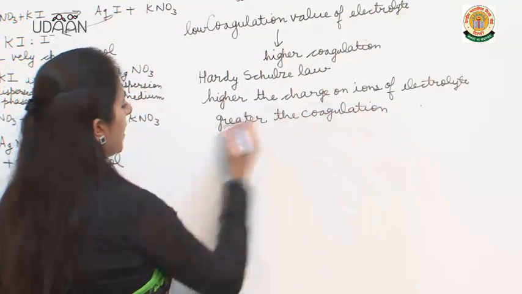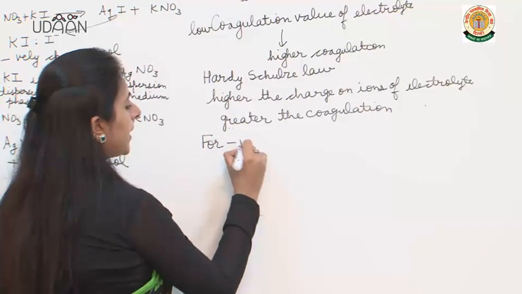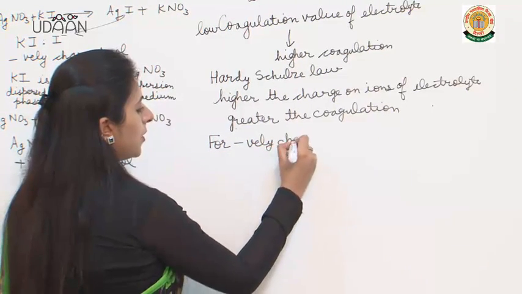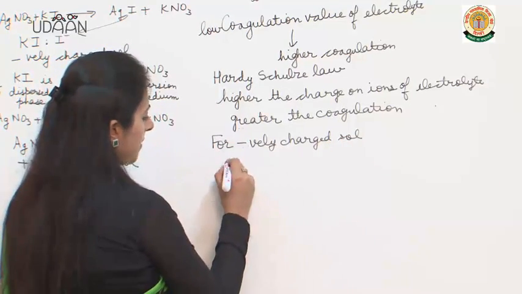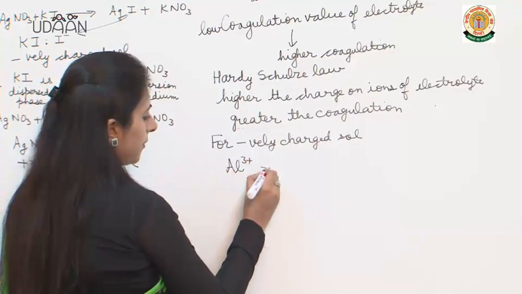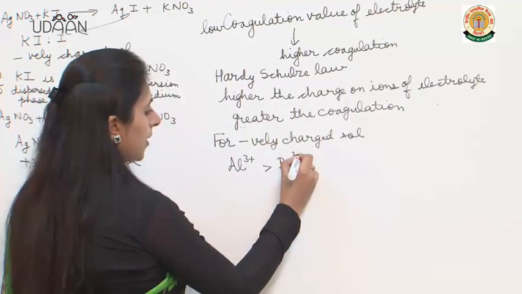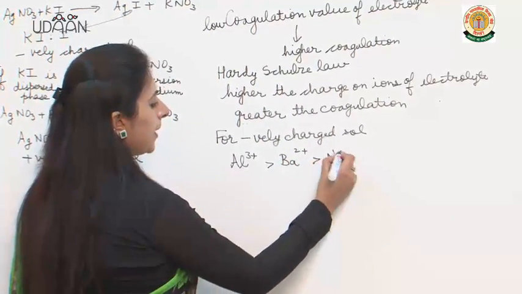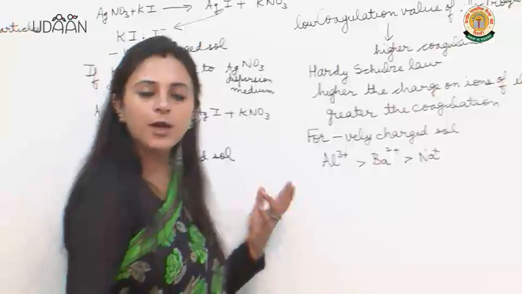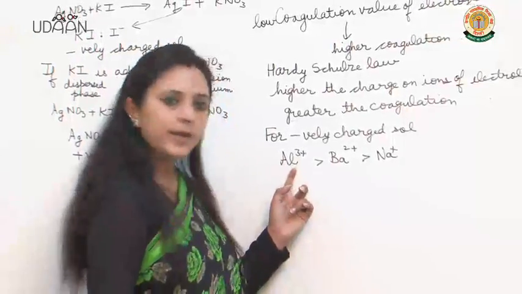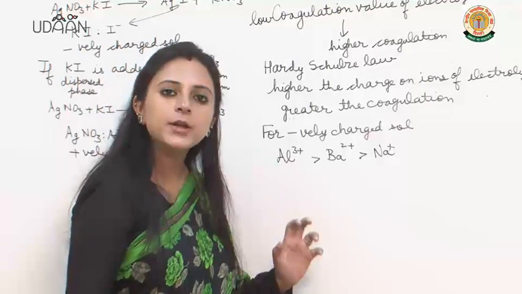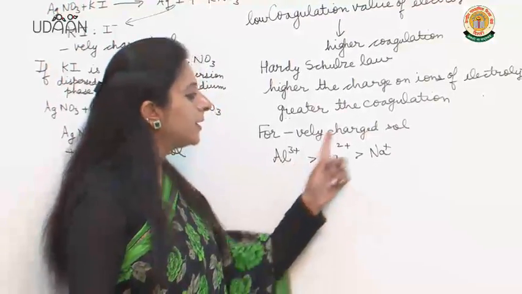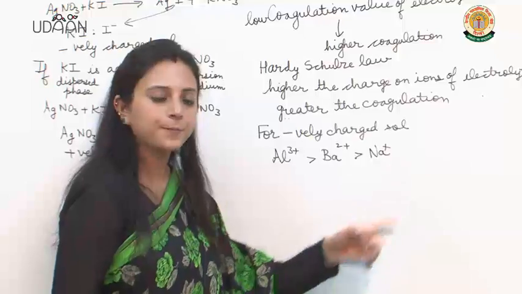Now suppose I want to coagulate a negatively charged sol. For a negatively charged sol, the order would be Al3+ followed by Ba2+ followed by Na+. So which will cause the most coagulation? Al3+, because the higher the positive charge, the more easily it would be able to coagulate the negatively charged sol.